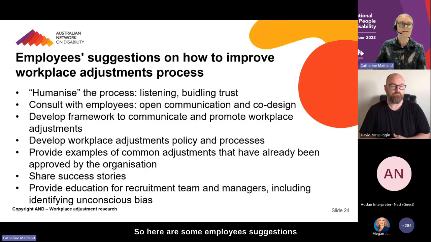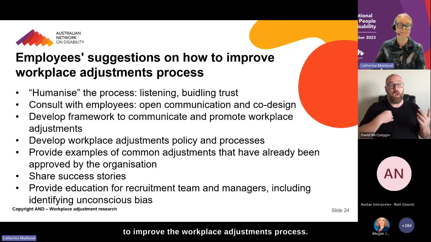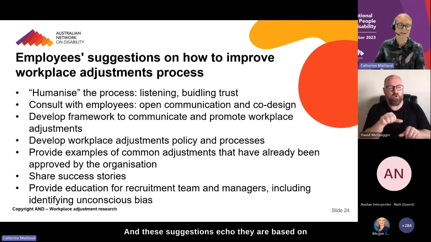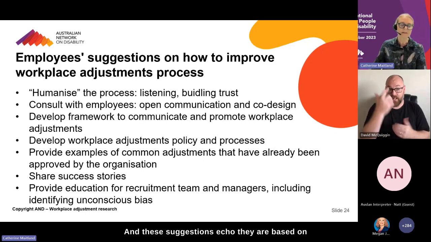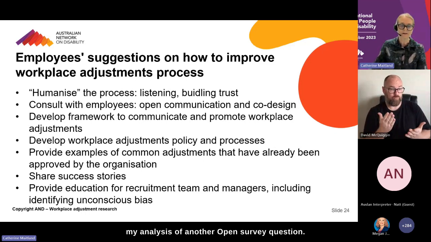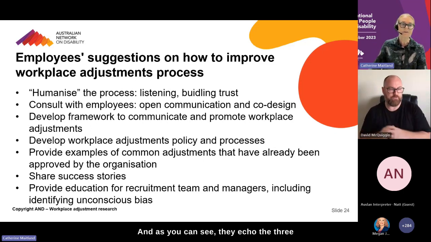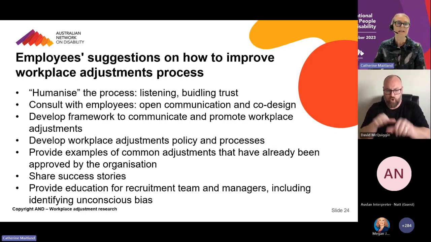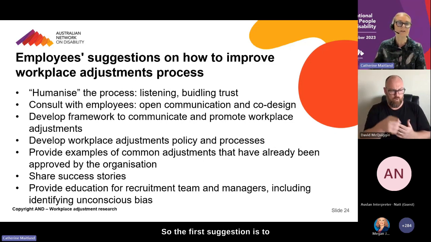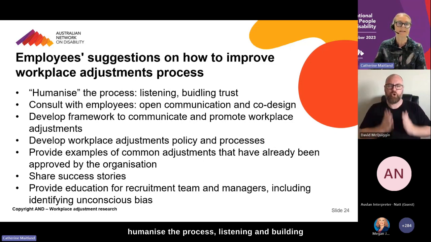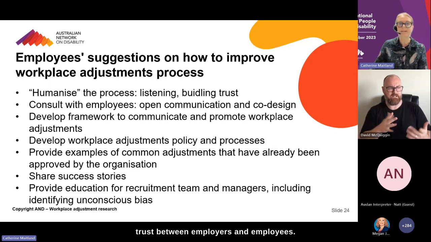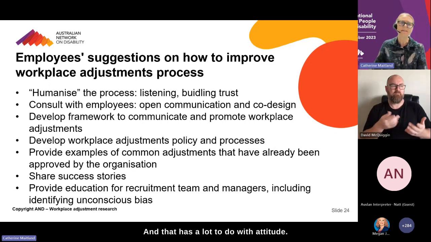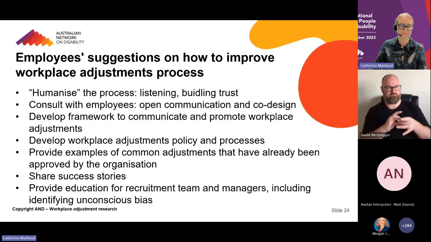So here are some employee suggestions to improve the workplace adjustments process. These suggestions are based on my analysis of another open survey question. And as you can see, they echo the three themes that I mentioned earlier: attitudes, process, and proactive. So the first suggestion is to humanize the process, listening and building trust between employers and employees. And that has a lot to do with attitude.